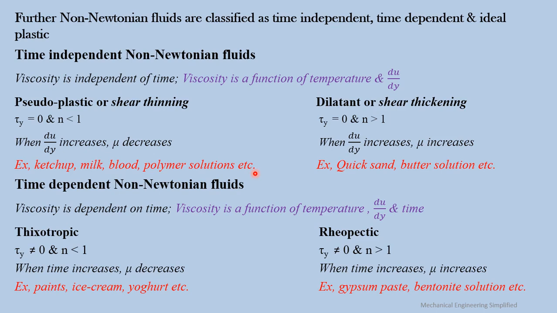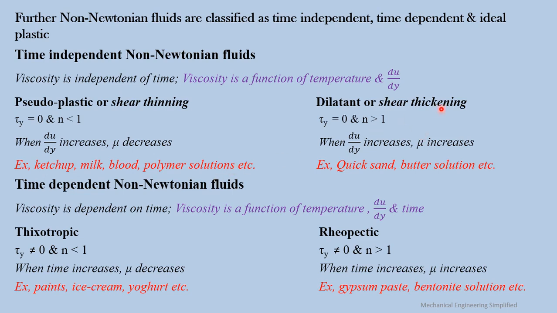This means that when the velocity gradient increases or the shear increases, the viscosity decreases. When you have these things kept in a container and you continuously shake them, what happens? The viscosity decreases. These are very common examples: ketchup, milk, blood, polymer solutions, and many more.